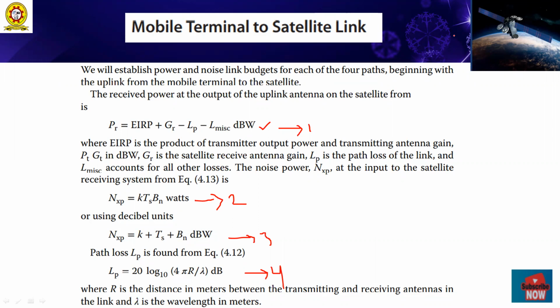Just 20 log 4 pi r, where capital R is the distance in meters. So 2.2 into 10 power 6 divided by wavelength 0.18. So we get the path loss approximately 163.6. So this is the way we have to evaluate the path loss between the transmitting and earth station. A very most important formula for our short answer purpose.